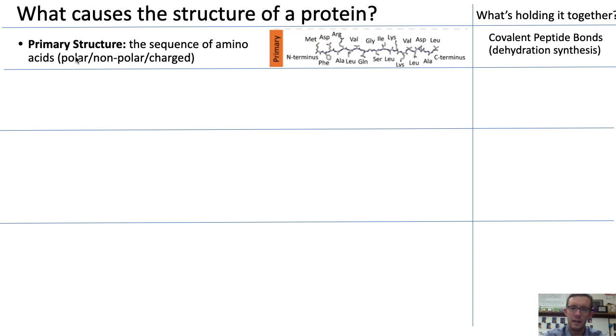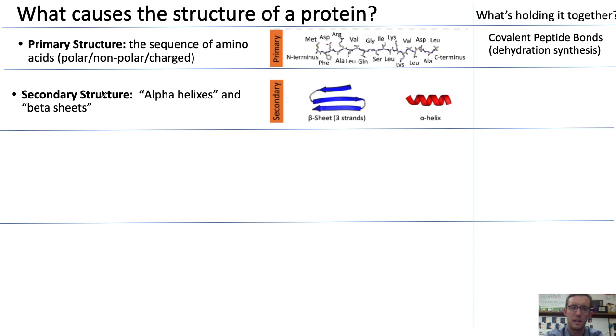But depending on the primary structure, depending on whether the amino acids are polar, nonpolar, or charged, the protein can start folding and twisting together into what's called secondary structures. There are two types of secondary structures. The protein can twist into an alpha helix, or it can crease and fold into a beta sheet. What holds the secondary structures together, what allows them to twist or fold into beta sheets, are hydrogen bonds.